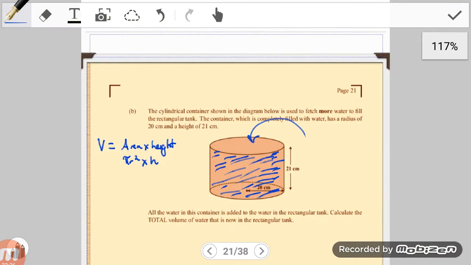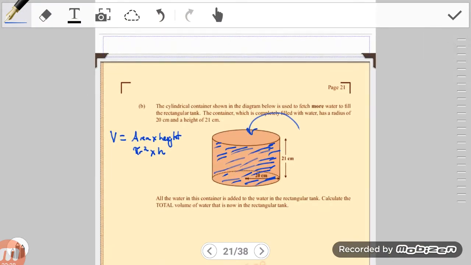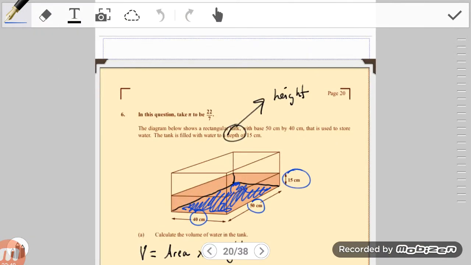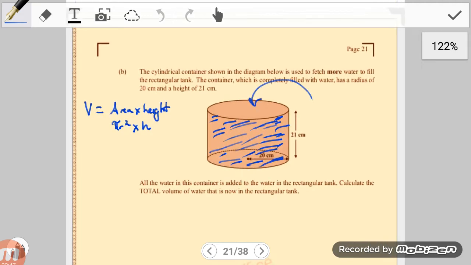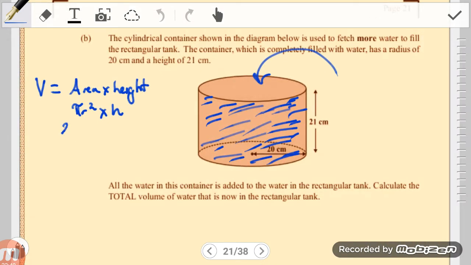Now they didn't tell us what to use pi as. Let's go back to check if they told us what to use pi as. They did. It says in this question take pi to be 22 over 7. So we're going to follow instruction. So pi is going to be 22 over 7. And they told us that the radius is 20 centimeters. The radius is 20 squared, and it says at a height of 21. So this is the height of the container.